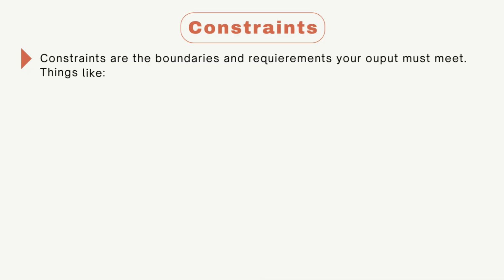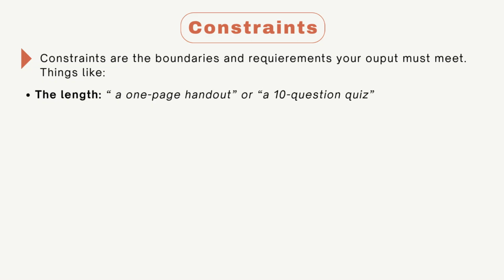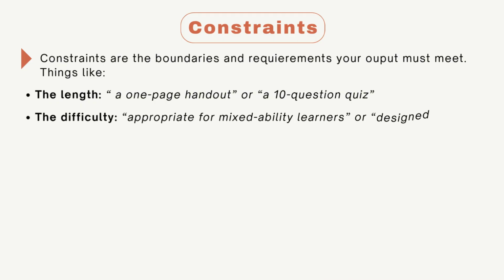The third C in the 4 C's framework is the constraints. What do I mean by constraints? Constraints are the boundaries and requirements your output must meet. Things like the length. I need a 1-page handout. I need a 10-question quiz, not a quiz simply, but a 10-question quiz, a 15-question quiz. The second constraint, in addition to the length, is the difficulty. For example, I need a quiz that is appropriate for mixed ability learners, or that is designed for advanced learners.